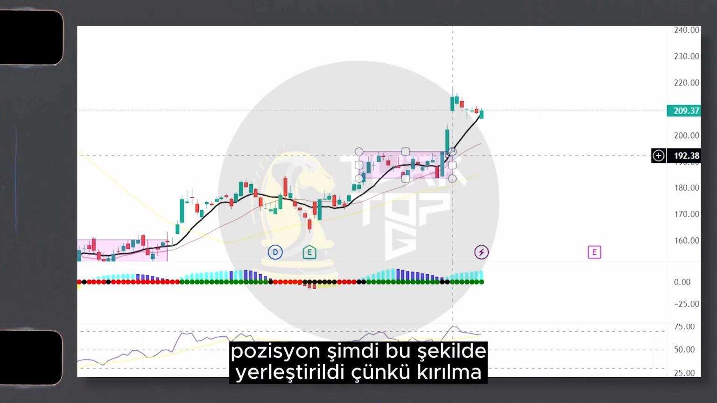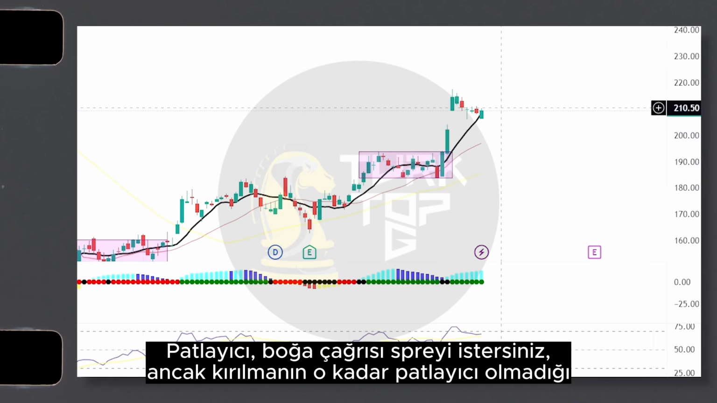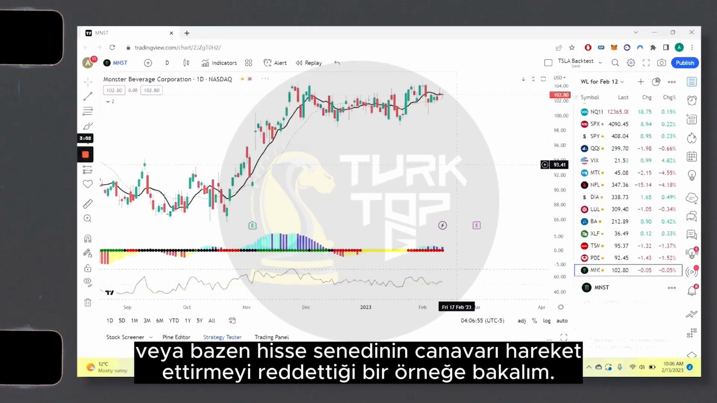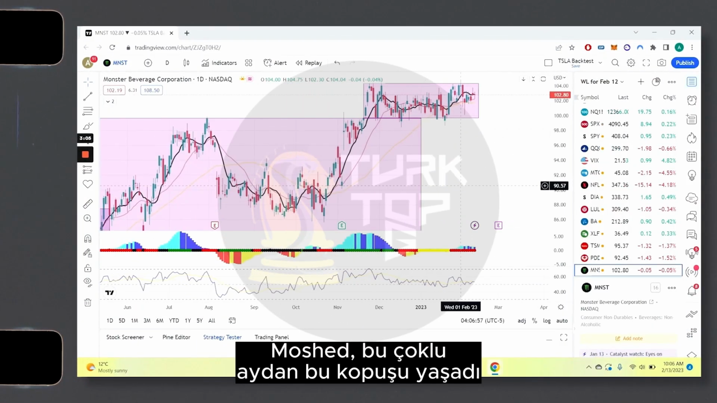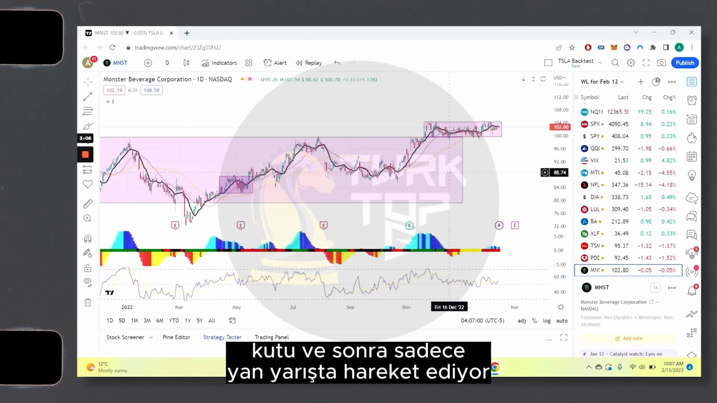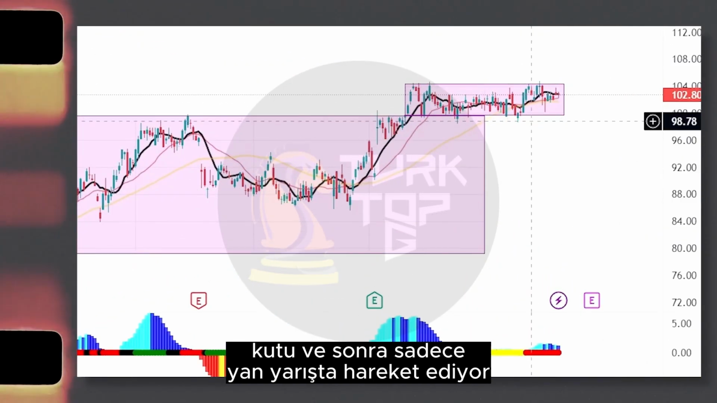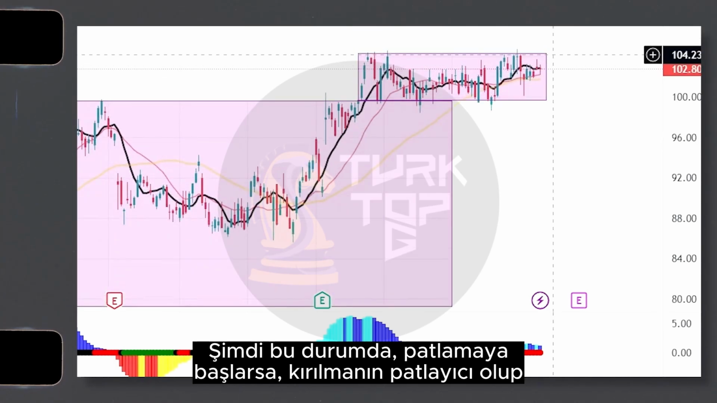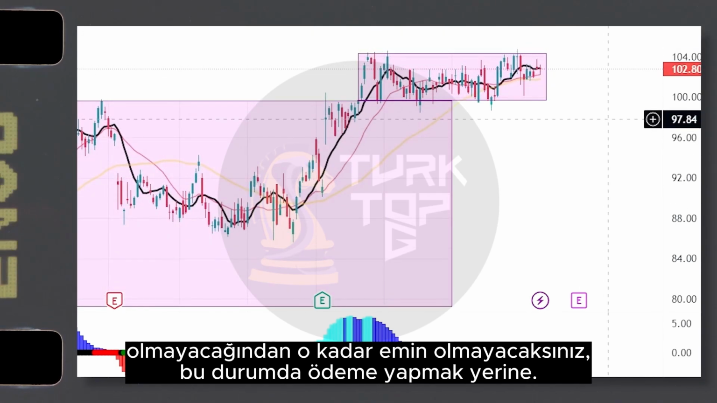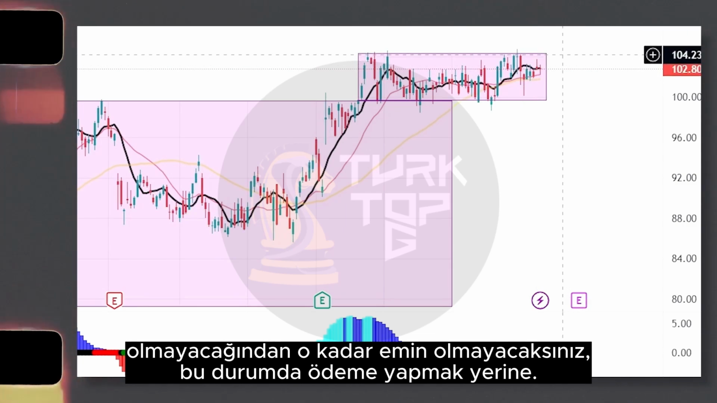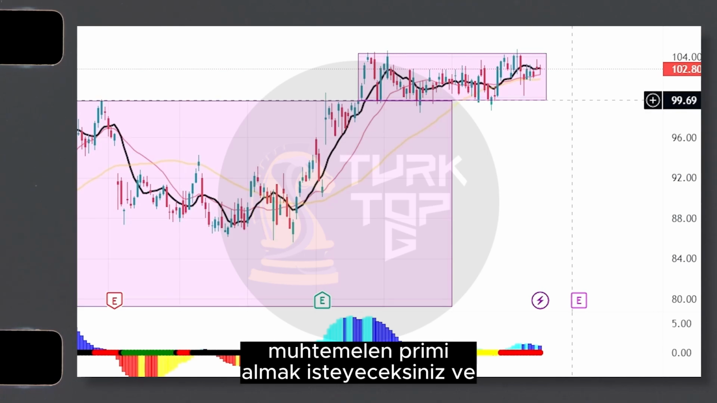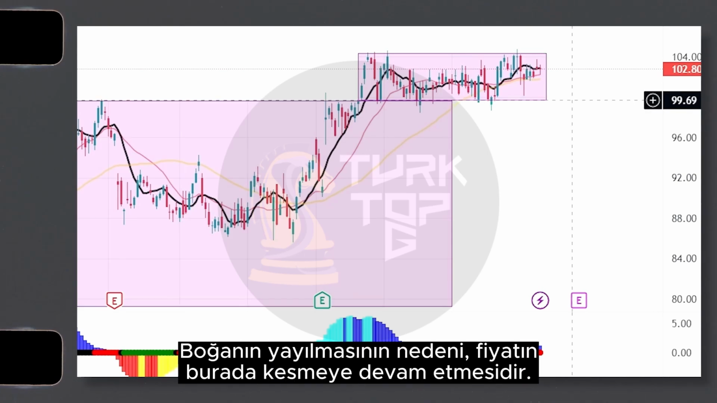Now in this case, because the breakout is explosive, you would like the bull call spread. But let's look at an example where the breakout is not as explosive or sometimes the stock refuses to move. Monster. Monster had this breakout from this multi-month box and then has simply been moving sideways since. Now in this case, if it does start to break out, you would not be so sure if the breakout will be explosive. So in that case, instead of paying the premium and putting on a bull call spread, you would probably want to receive the premium and get a bull put spread.